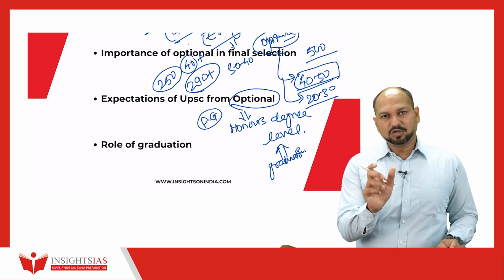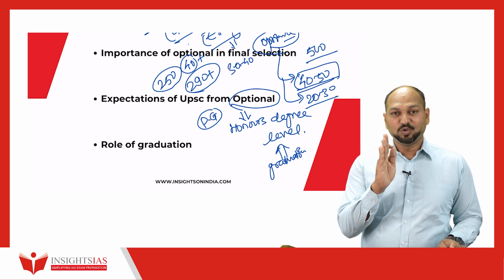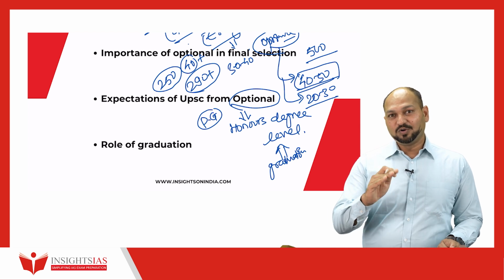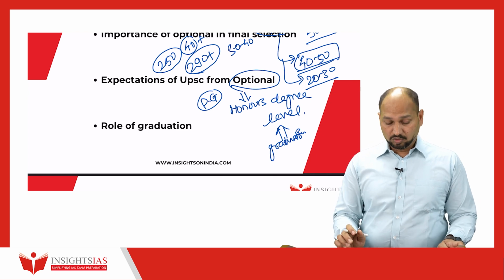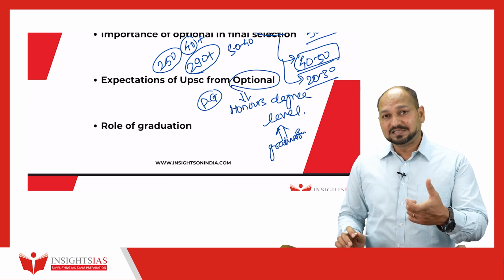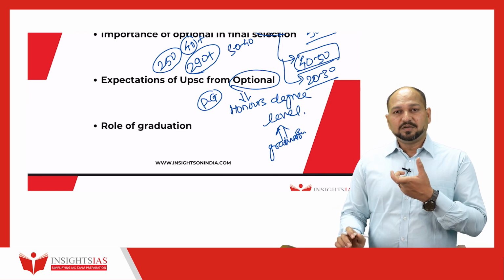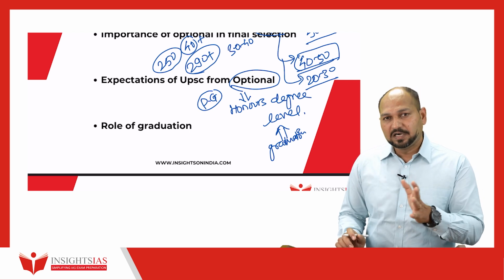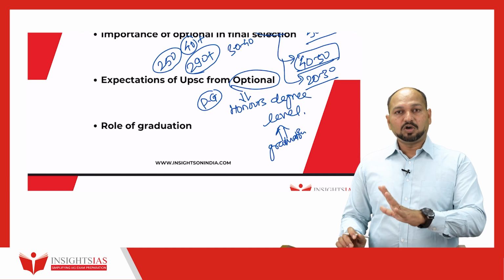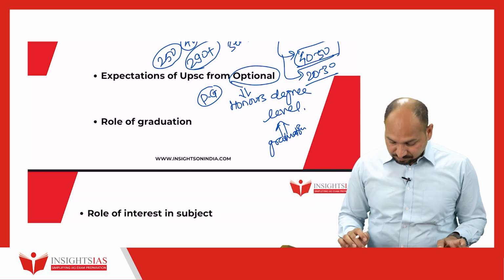So it has some role, but it is not the only role, it is not the only criterion you should follow while selecting a particular optional. So there is a definite role of graduation, and if someone is very much technical with respect to his graduation, it becomes very difficult for him to go for humanities or other kinds of optionals.